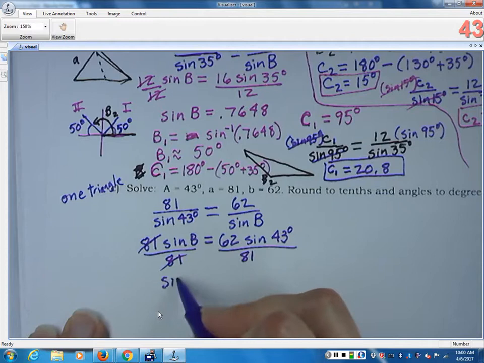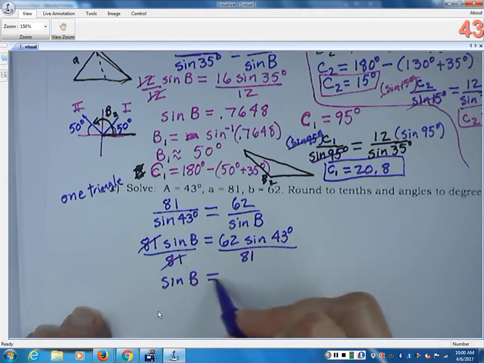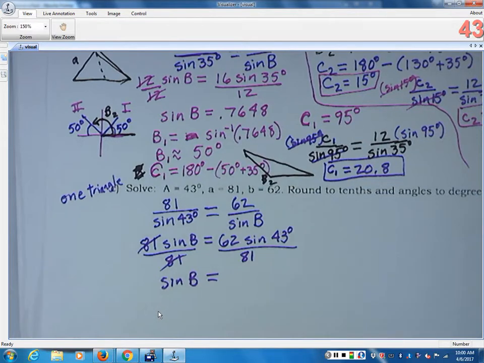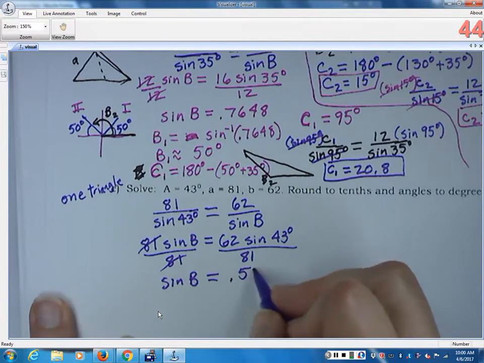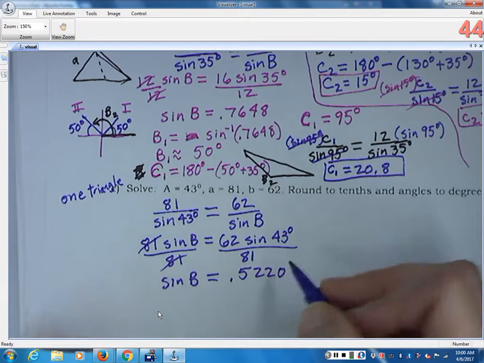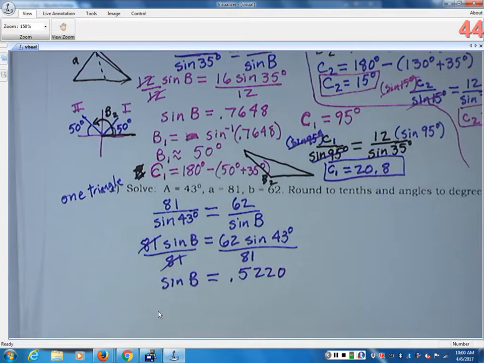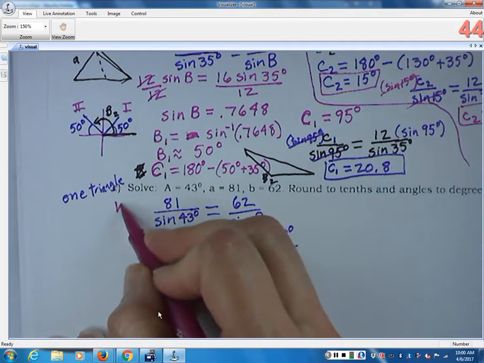So sine B, if you put that in your calculator, you should get that to 4 decimal places, 0.5220. So I don't need to keep the zeros. So you always have to have a known ratio.